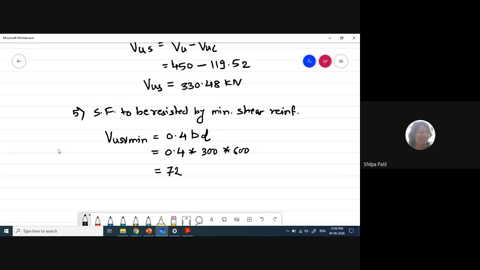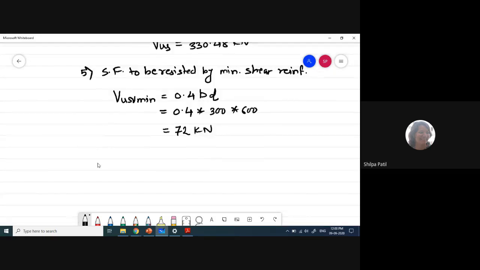Into something should be there, no? Ma'am, into 10 to the power 2. So it is 72,000 Newton. Yes, ma'am. So this is 72 kilonewton. Okay. Now the next step. This is Vus minimum.